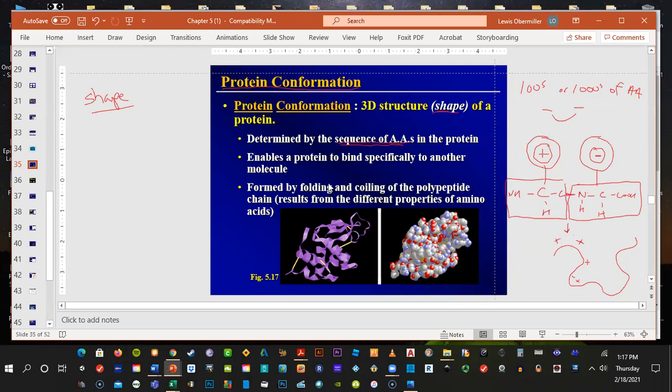So when scientists draw these out, we draw them two ways. So this is called a ribbon diagram. And this is a protein. So we're not showing all the amino acids here, but from looking at this, I can see some things.